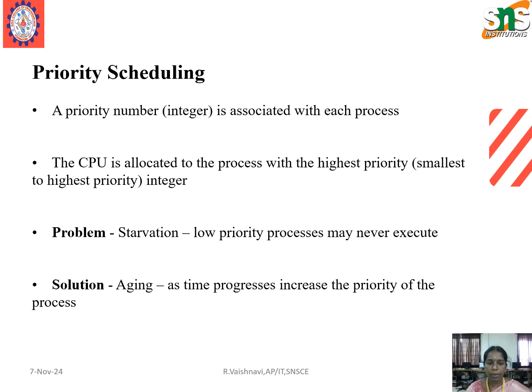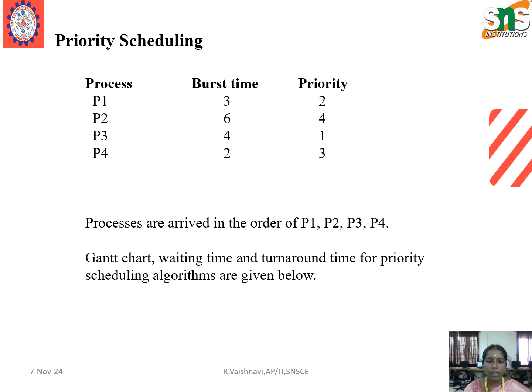And then here we have the problem, that is starvation, that is, the lowest priority process may never execute. Here we have the solution as aging, that is, as time increases, the priority of the process increases. Here we have an example for the priority scheduling algorithm.